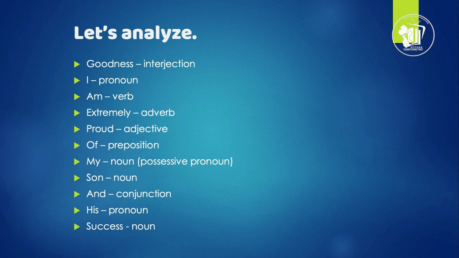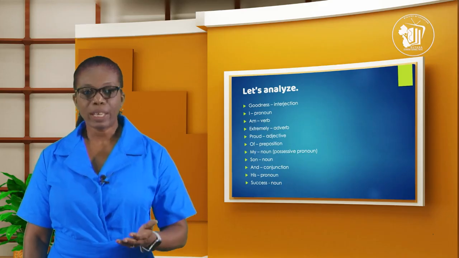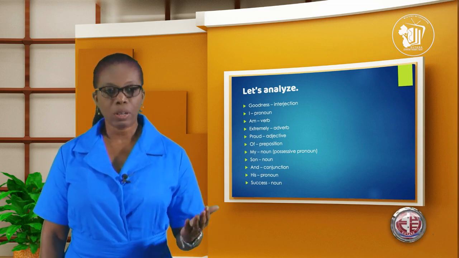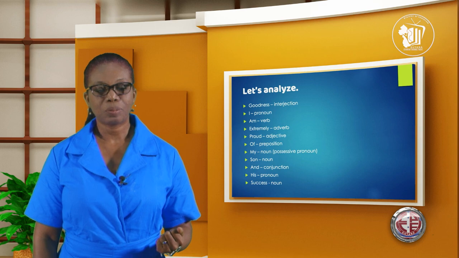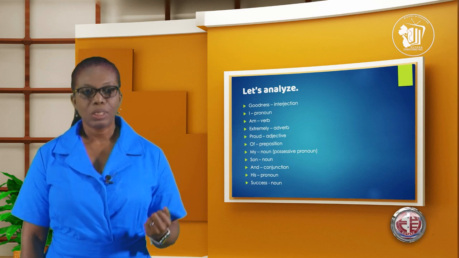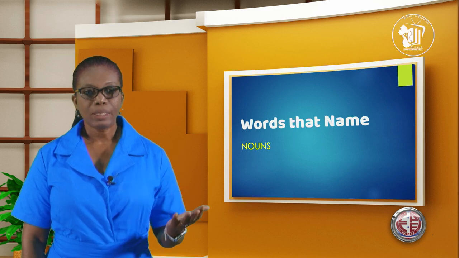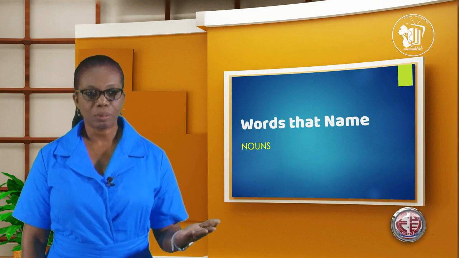So as we analyze the sentence, we see that the words function differently. And as we look at the sentence, what we see is that it covers all the parts of speech. So let's look at words that name. And this is the noun.